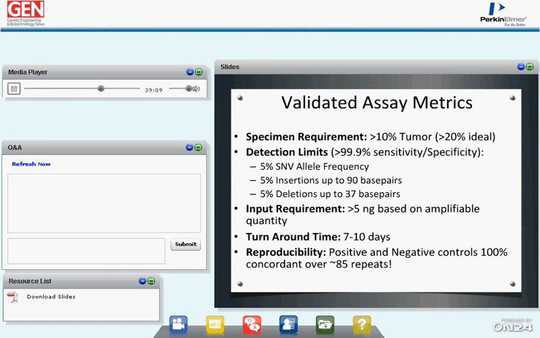And in terms of reproducibility, up to this point, we've run positive and negative controls in every single run this calendar year, and that's 85 repeats, and we have 100% concordance for all the variants present. And this is really a testament of controlling all of these different parameters from tissue acquisition all the way through the final report generation and incorporating all of that QC into the assay.